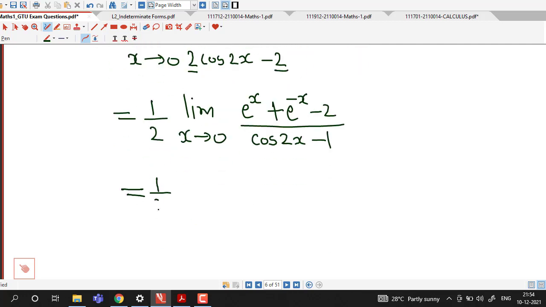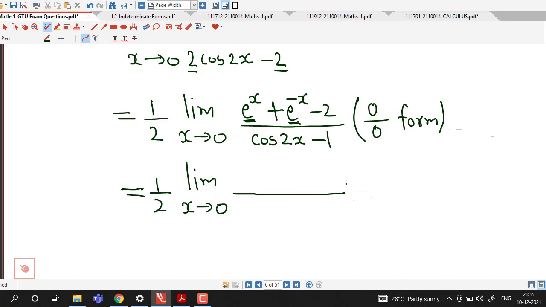Again we check by taking x equal to 0. If I take x equal to 0 here, this is 1 plus e^0, that is again 1. So we have 1 plus 1 minus 2. So again we obtain 0 in the numerator. Now we check the denominator for x equal to 0. So cos 0 is 1, and minus 1. So again we have 0 by 0 type indeterminate form. So again we will apply L'Hospital rule.